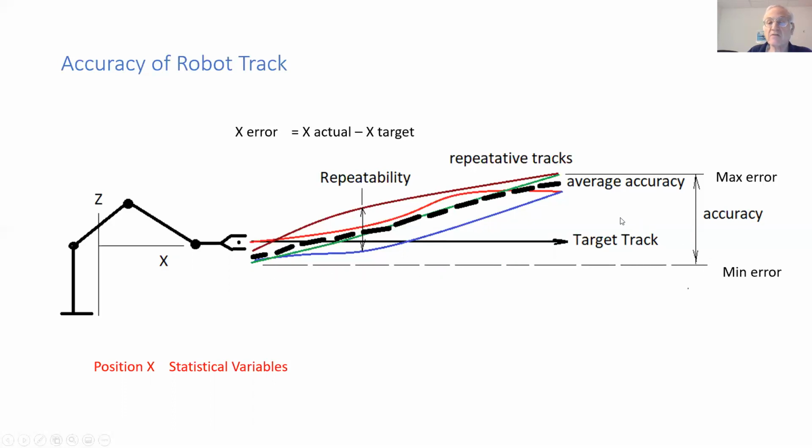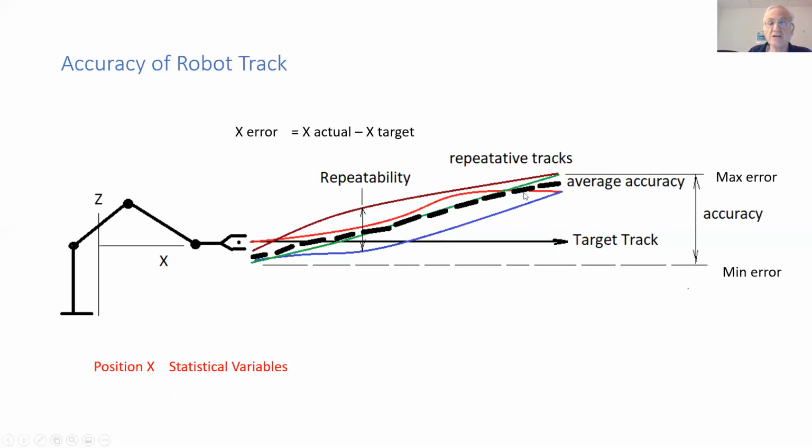And then we have the repeatability, which is the largest gap between the two extreme curves. And we have the total accuracy, which is the maximum distance between the maximum point and the minimum point. So this is the accuracy.